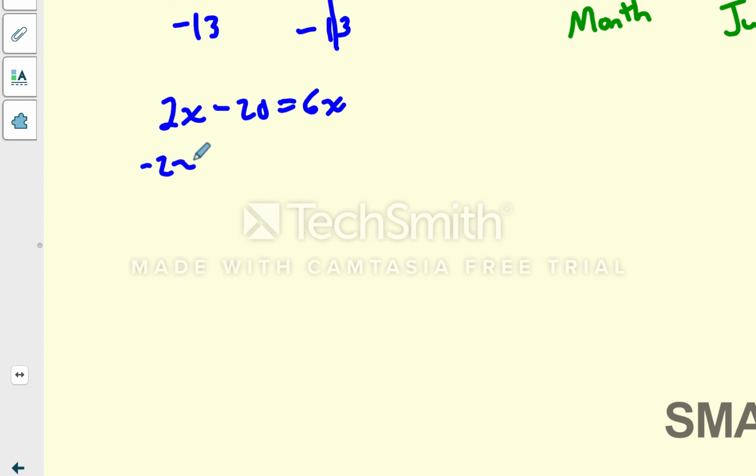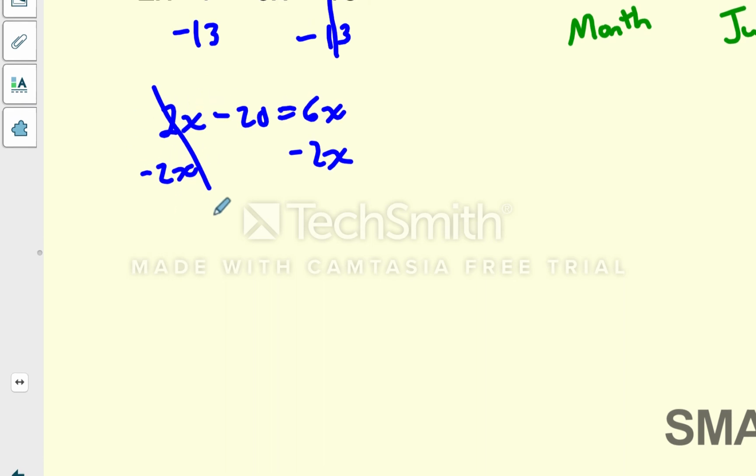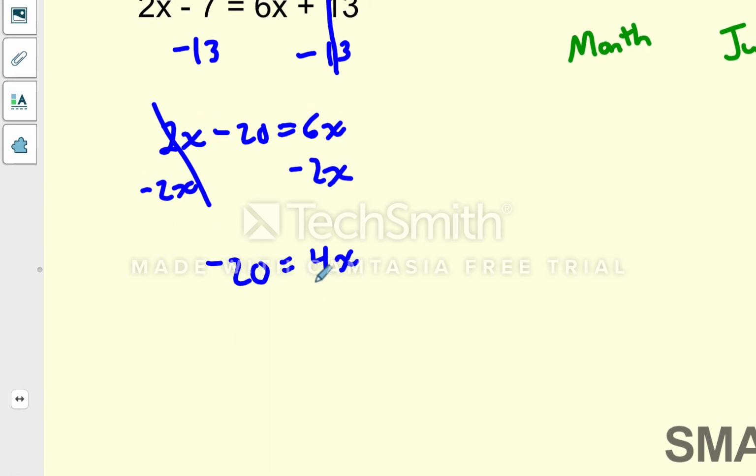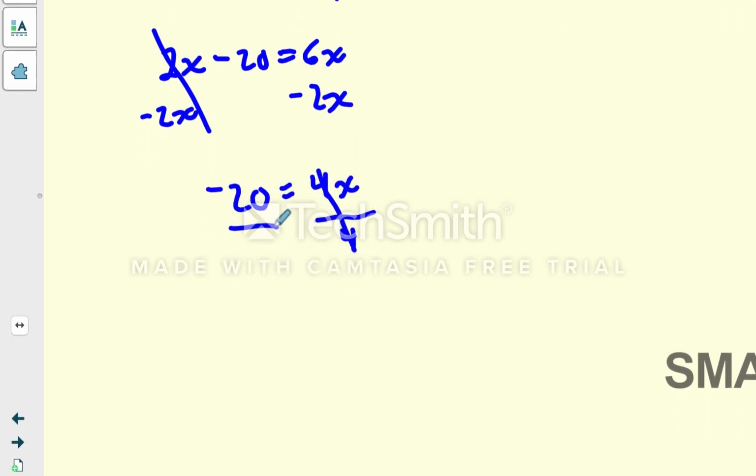Subtract 2x. Again, we have a coefficient on both sides of the equation, so we want to put all your x's to one side or the other. So I'm left with negative 20 equals 4x. If you divide by 4, you'll end up with x equals negative 5.